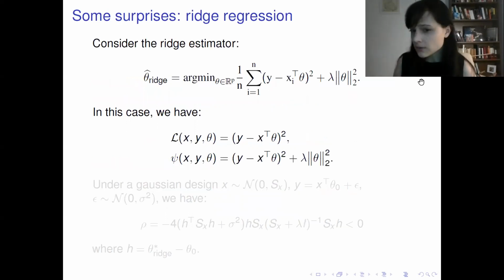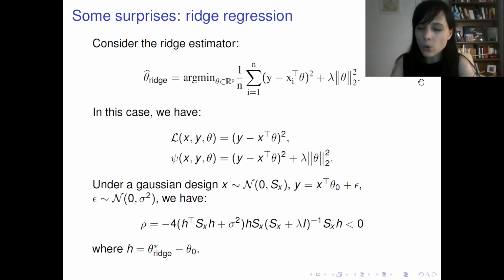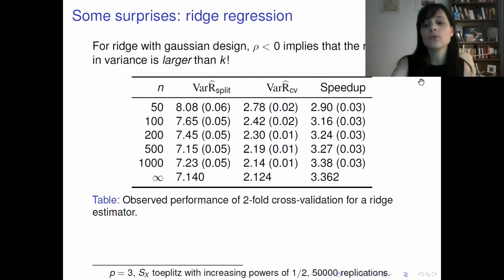What happens if L is not equal to psi? Very simple case here. Imagine we're doing ridge regression. So here, psi is going to be the square loss plus a penalization term, and L is simply the square loss. Well, then we can actually see that rho is going to be negative, and this is very surprising. It means that doing k-fold cross-validation for the parametric ridge estimator is like having more than k times more data. The dependence between the different splits adds me power when I do k-fold cross-validation.